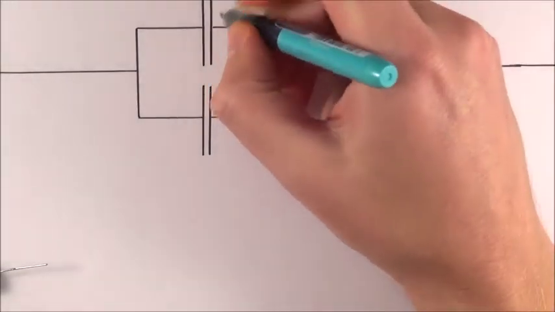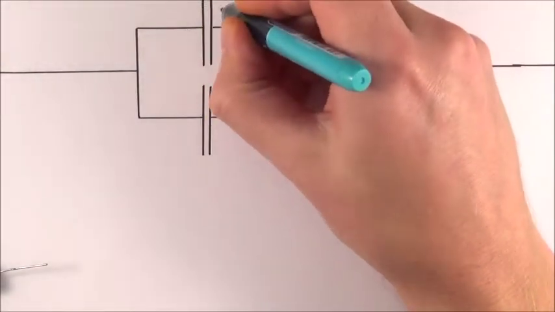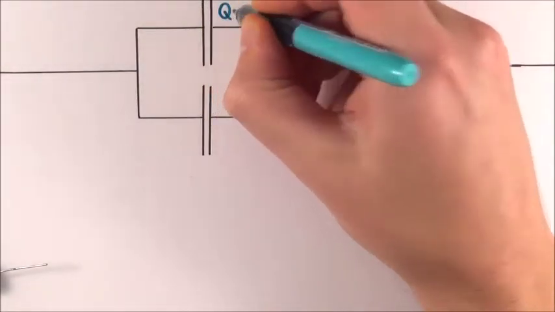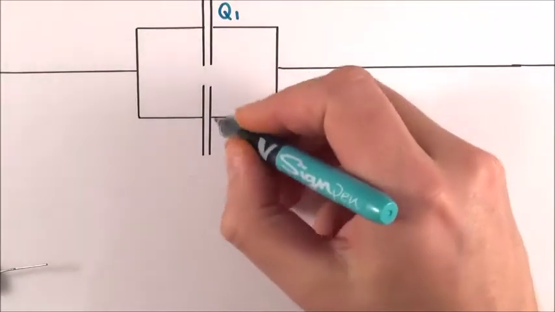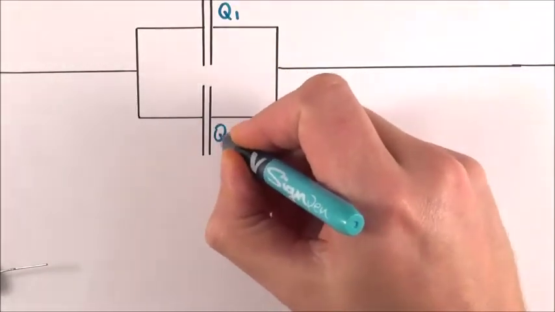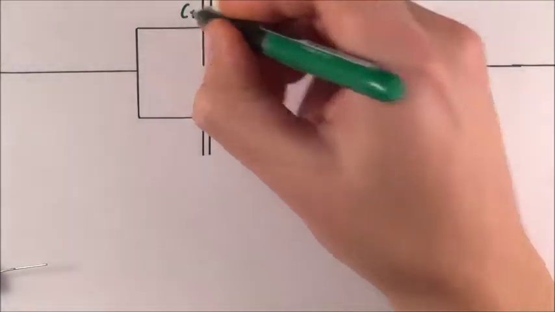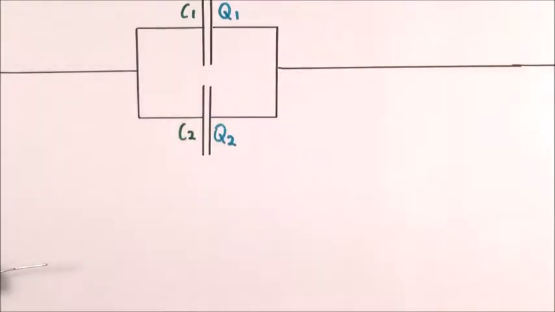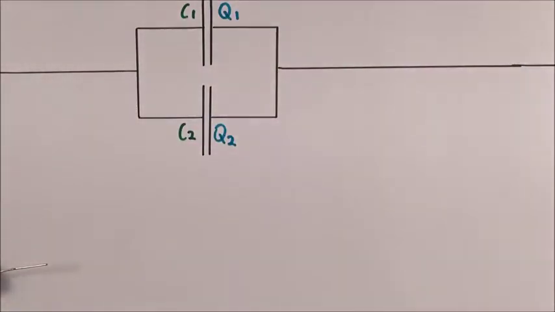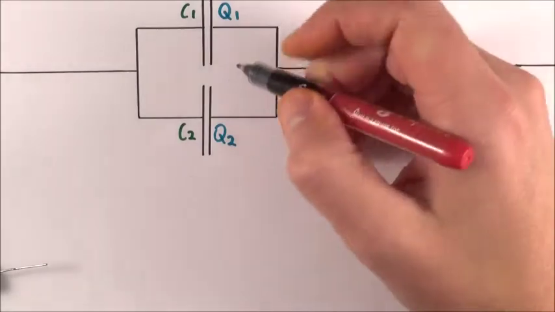Now there are certain things we can think about. First of all, the top capacitor, I'm going to call that capacitor number 1, and it has a certain charge stored on it which I'm going to call Q1. The bottom capacitor then maybe has a charge stored on it of Q2. We can then think about the capacitance of these two capacitors. I'm going to call this C1 and I'm going to call this C2. And finally, using my third colour, we're going to look at the potential difference across them.